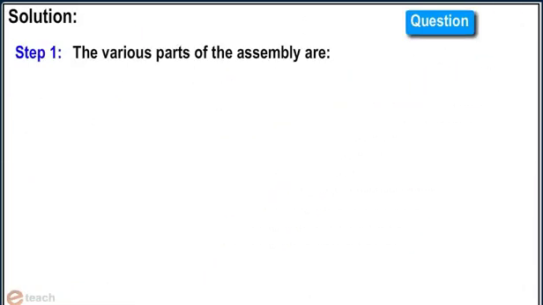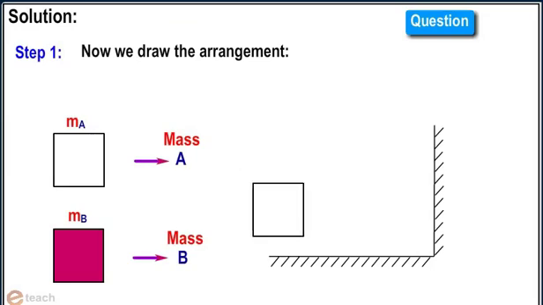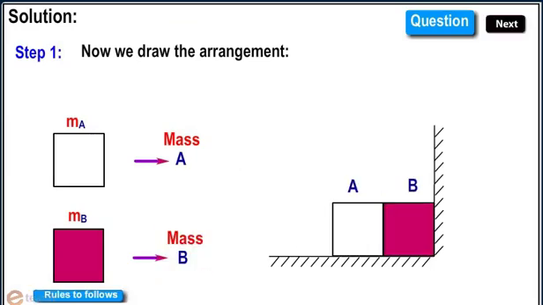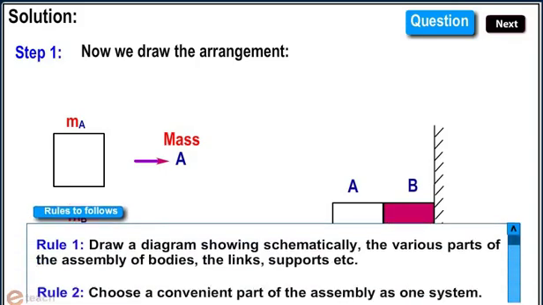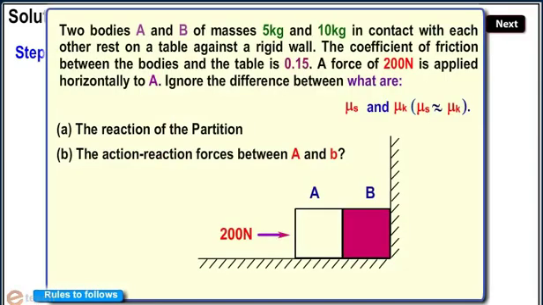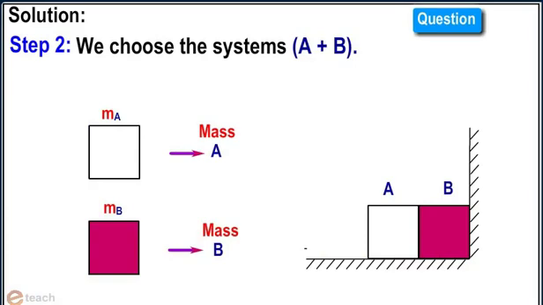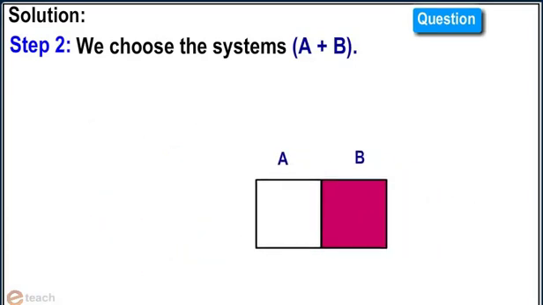Step 1. The various parts of the assembly are MA, mass A, and MB, mass B. Now we draw the arrangement. Step 2. We choose the system A plus B.